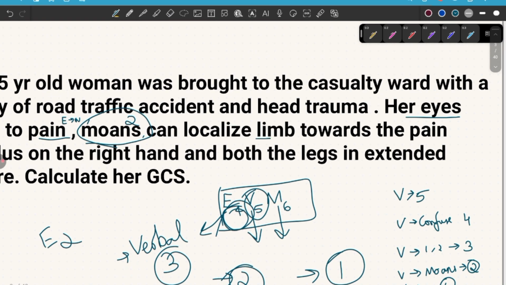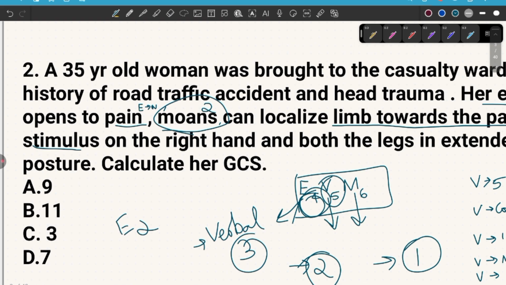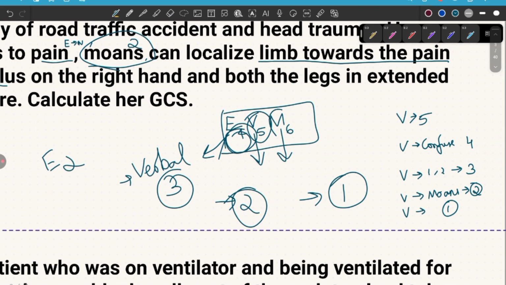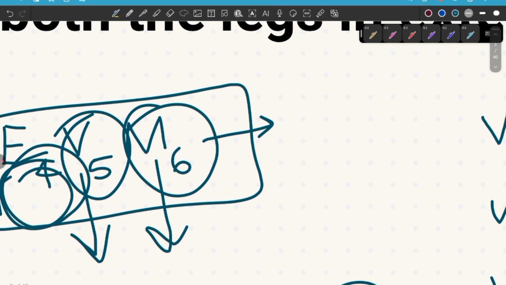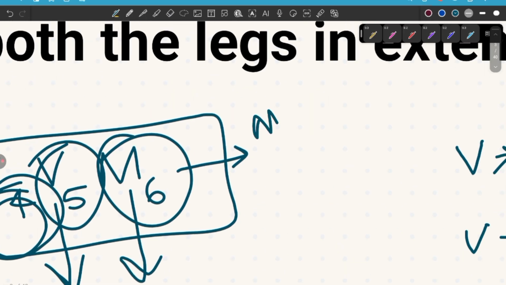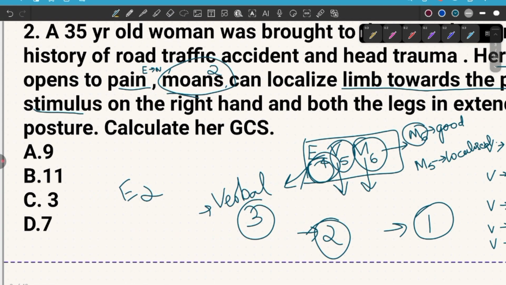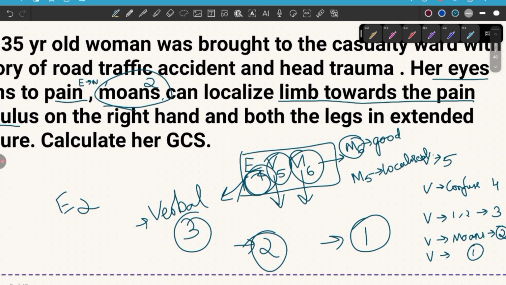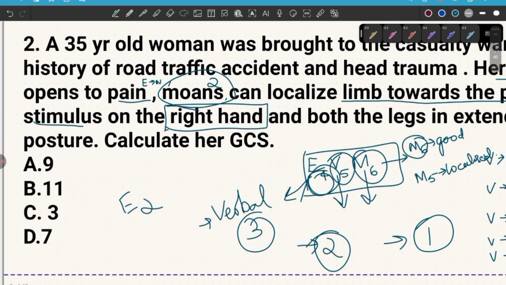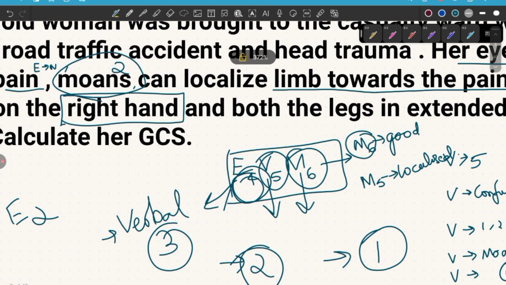If she doesn't give any verbal response, then the least is 1. She localizes limbs towards the painful stimulus. See, in M6, tell her to lift her right hand. She is lifting. That means she is obeying my command. Then that means good. In M5, she localizes to the pain. Here they are telling she is localizing. She is able to localize the limb. Whether it's right hand or left hand, we will not consider. We have to consider the best possible thing she is doing. She can localize the pain. So she is having an M5.